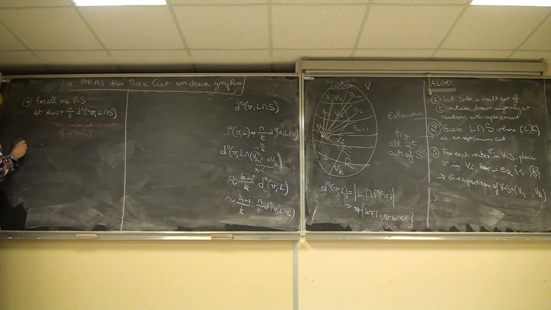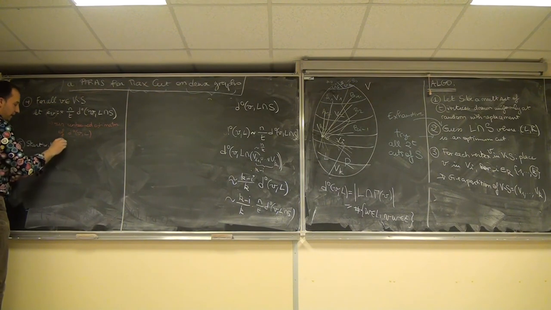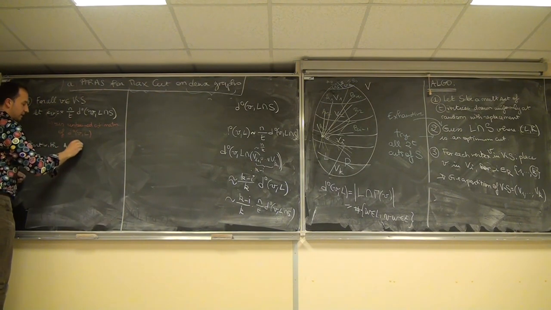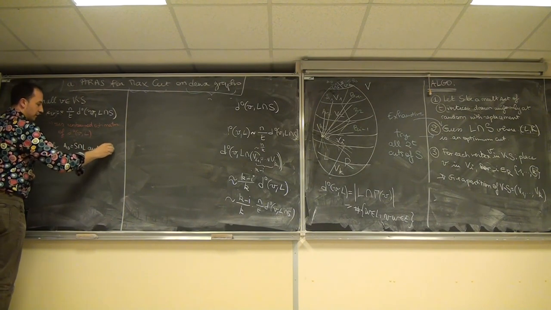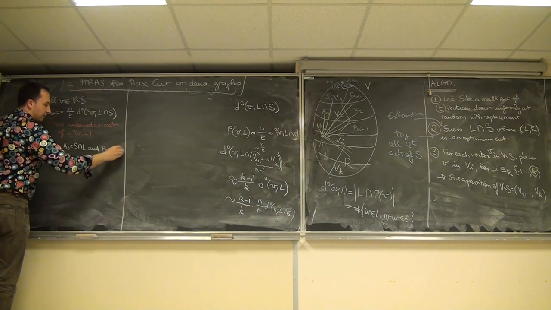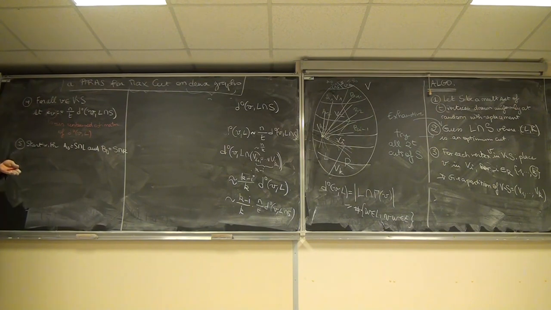Step 5. Now start with A_0 equal to S intersect L and B_0 equal to the intersection of S with R, that we've guessed before by exhaustive search.